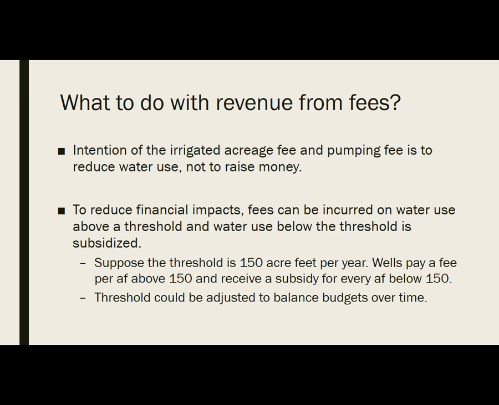So, for example, if you had a threshold of 150 acre-feet per well, individuals that used more than 150 acre-feet would pay a fee per acre-foot above 150 or receive a subsidy for every acre-foot below 150. And over time, you could actually adjust that threshold so that the policy would be budget balancing. The subsidies paid out would essentially be paid for through the fees that are brought in, so that you're not raising money or losing money over time.